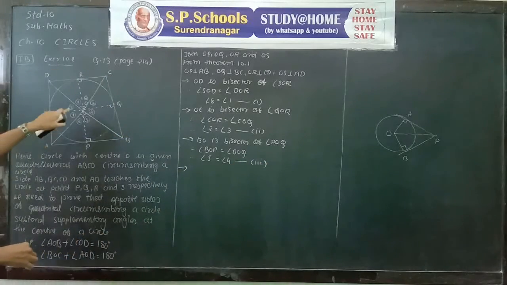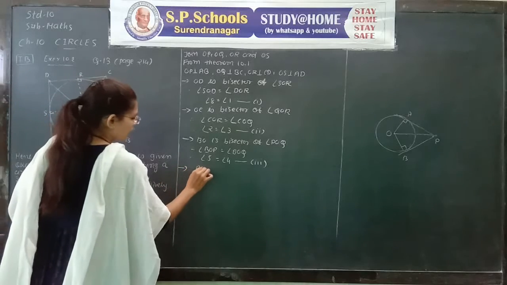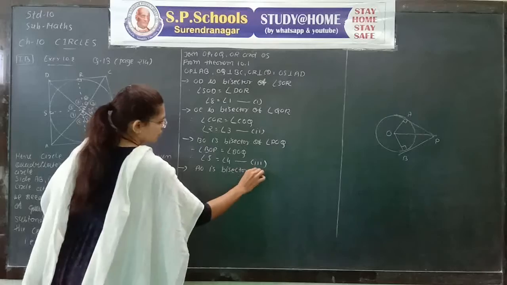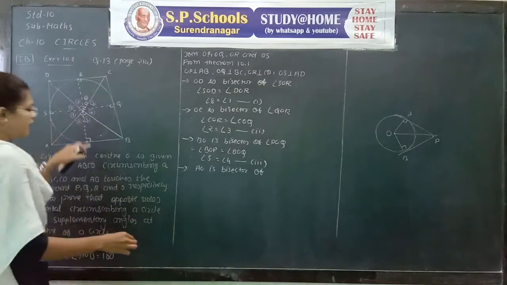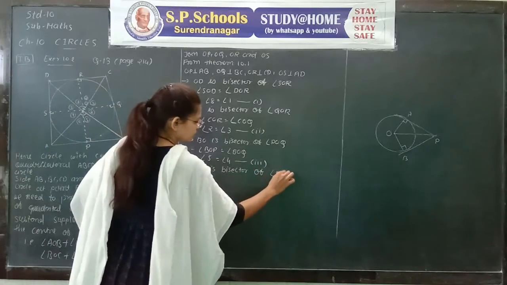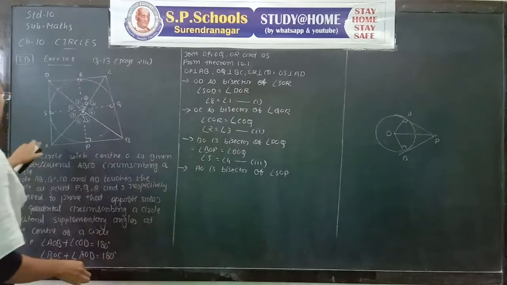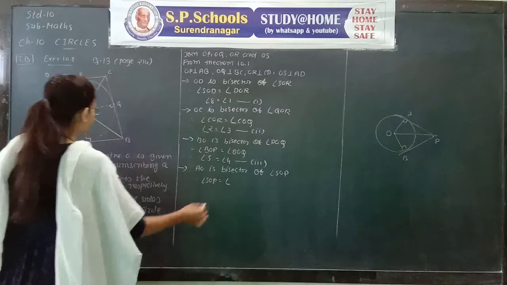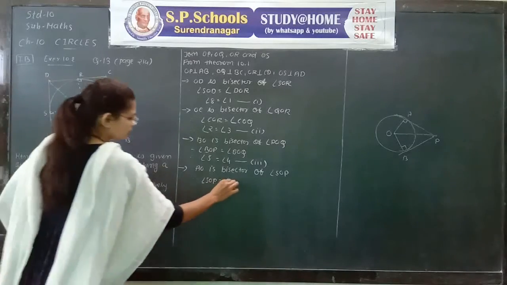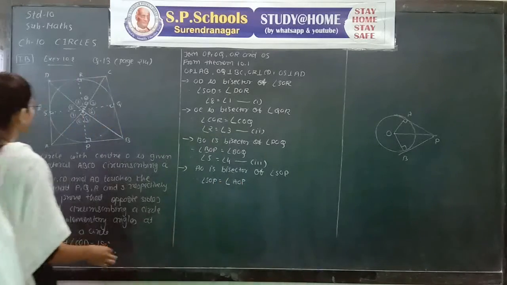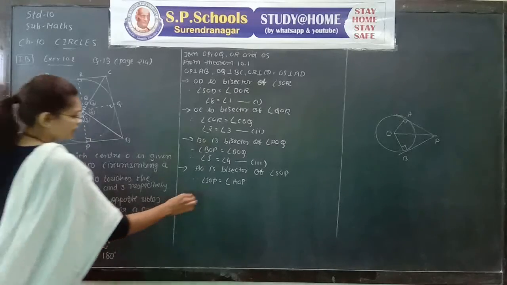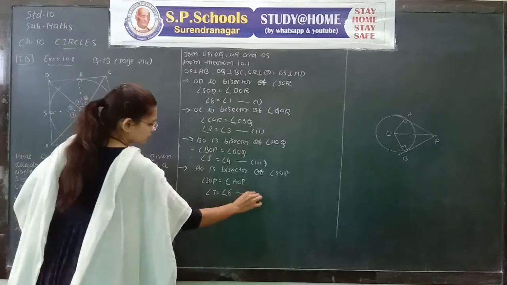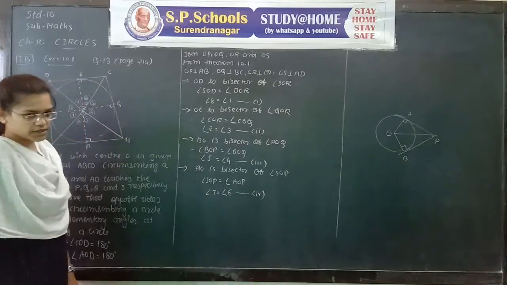The last is AO. AO is the bisector of angle SOP. That's why angle SOP is equal to angle AOP. SOP means angle 7 is equal to angle 6. It is our 4th result.